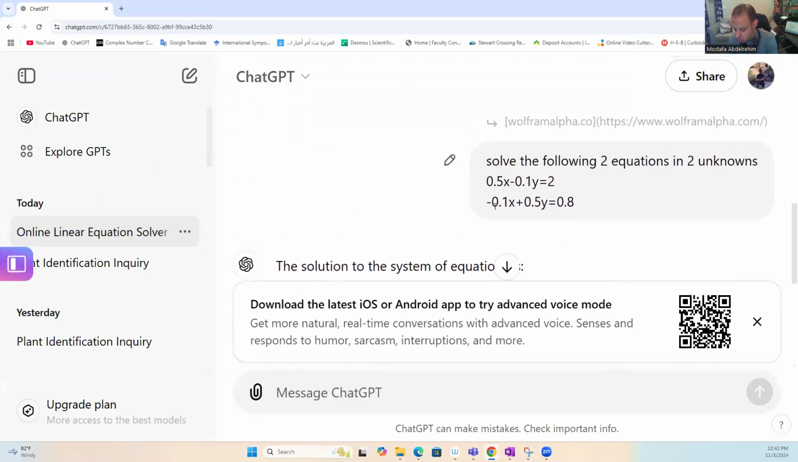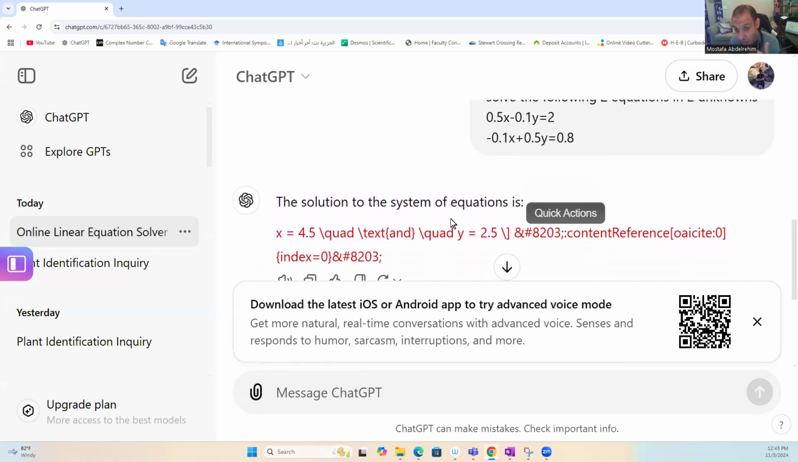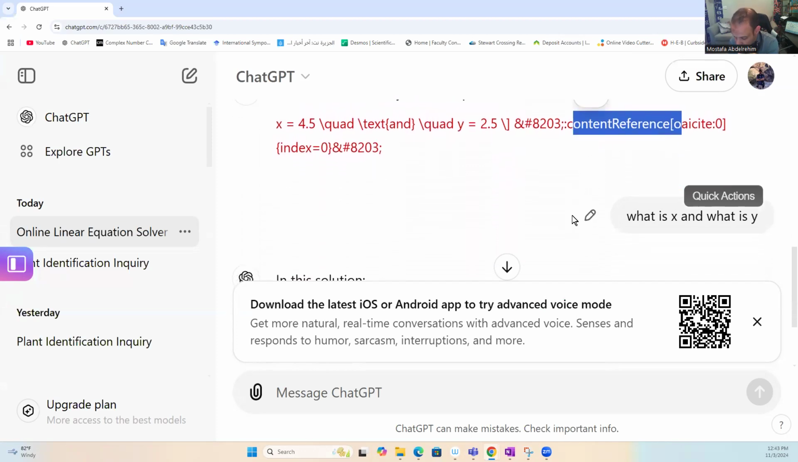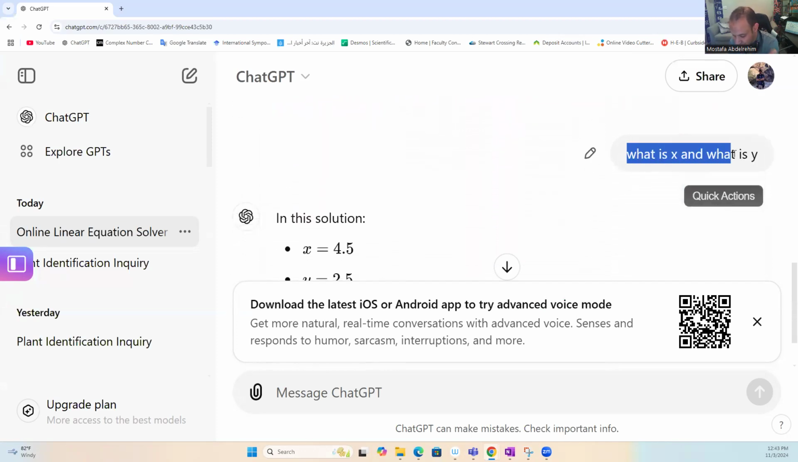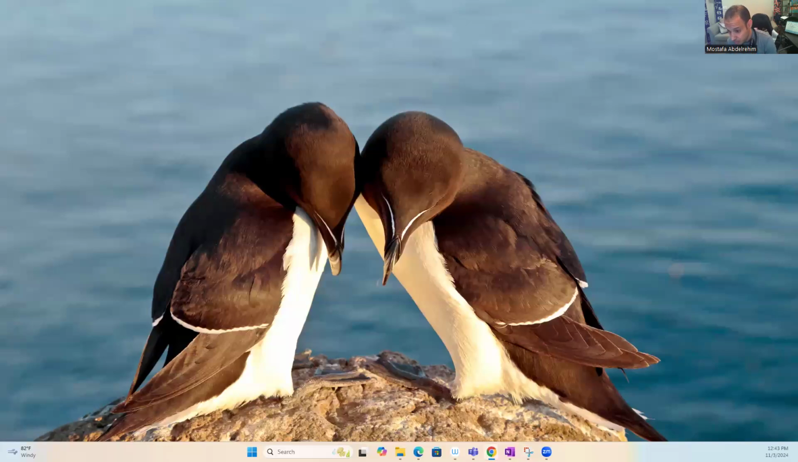Hey, Mr. ChatGPT, solve the following two equations in two unknowns. And I wrote them. And I just replaced VA and VB with X and Y. This is much better, because VA is two letters, so it might confuse ChatGPT. So I make it X and Y. X is VA, Y is VB. It gave me the solution, X is 4.5, Y is 2.5. I didn't know what this was, so I had some doubt. So I just asked him again, what is X and Y exactly? And he gave me the final solution, 4.5 and 2.5. And that's actually the correct solution.